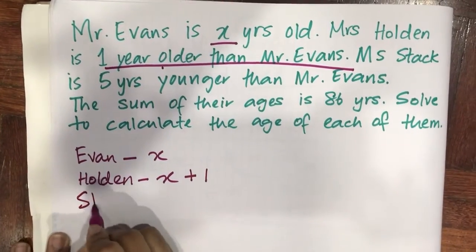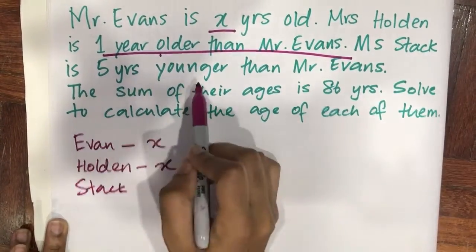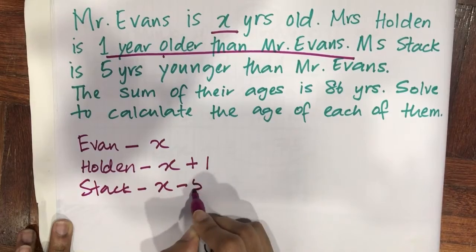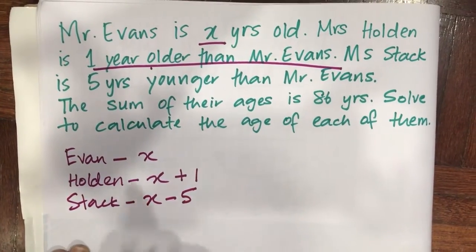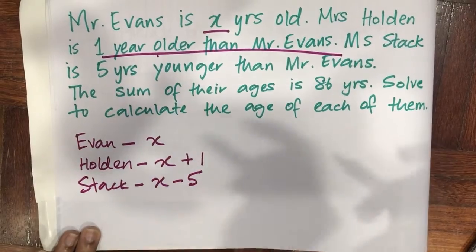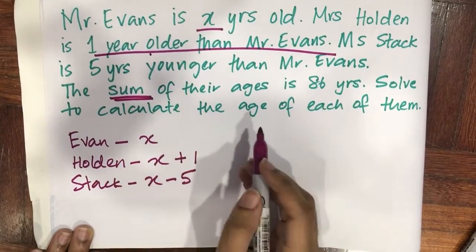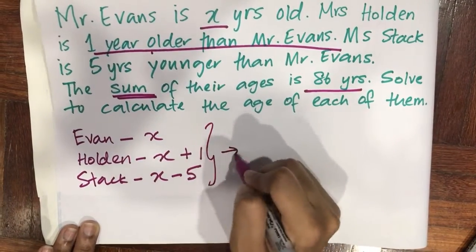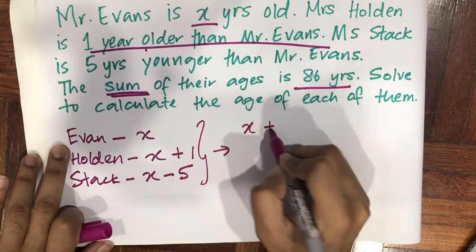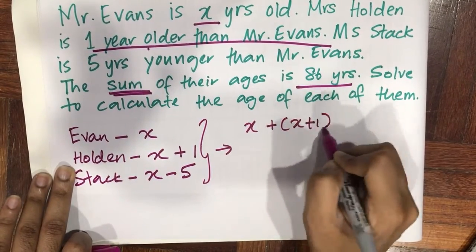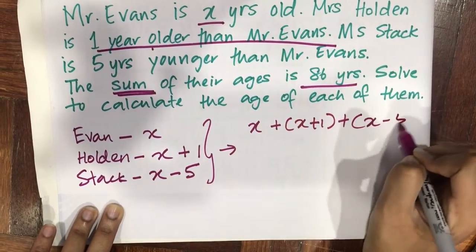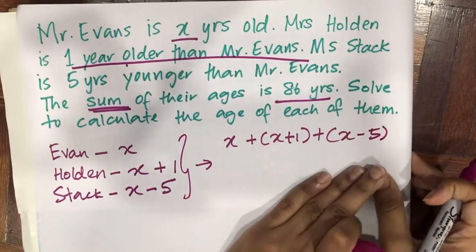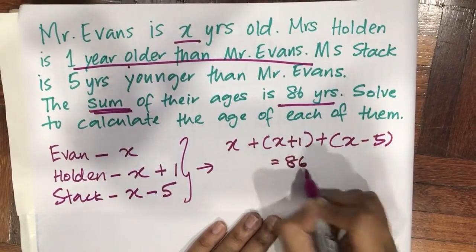And then Miss Stack, the next one, is 5 years younger than Evans. So 5 years younger means if Evans is x, Stack is x minus 5. Okay, so these are the three expressions for their ages. Then they say the sum of their ages. Sum means addition. So when I add all of them, it should be 86, which means I have x, Evans, plus Holden, x plus 1, plus Stack, which is x minus 5. You want to put them in brackets because you don't want to get confused with the positive and negative signs. And the sum of ages is 86 when I add all of them.